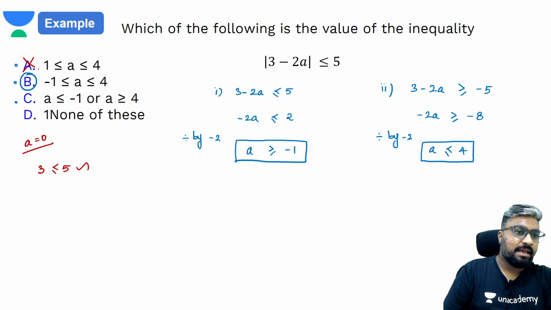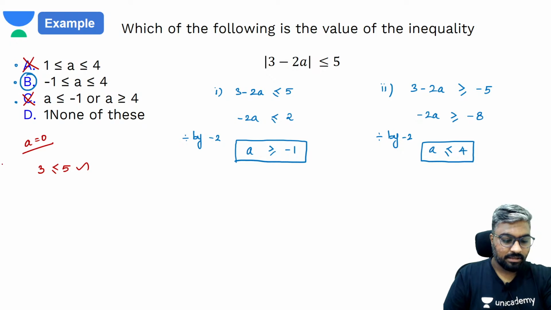A में 0 नहीं आ रहा है. In C also you don't see 0. Yes, a is less than minus 1, तो 0 नहीं आएगा. a is greater than 4, 0 नहीं आएगा. इसी से आपको पता चल गया कि A और C एलिमिनेट हो गया. ठीक है.